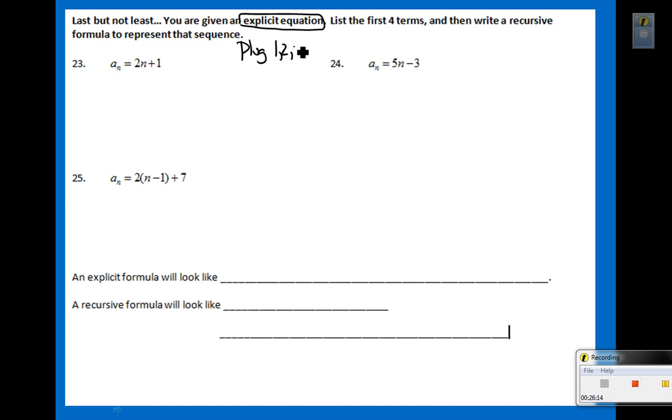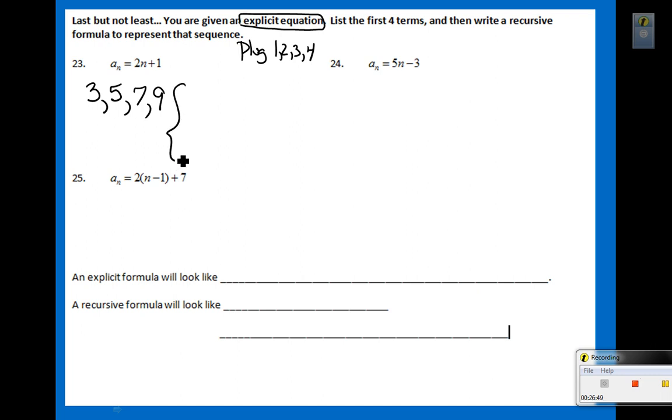1, 2, 3, 4. So I'm going to go 2 times 1 is 2, plus 1 more is 3. Then I'm going to plug in a 2. 2 times 2 is 4, plus 1 is 5. 2 times 3 is 6, plus 1 more is 7. 2 times 4 is 8, plus 1 more is 9. There I listed the first 4 terms. That's what we started class off with. We've already done this.